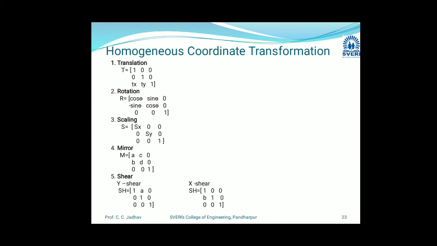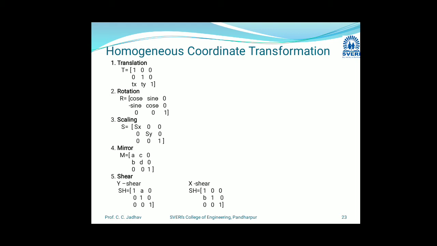So in the homogeneous system, the matrix multiplication will be modified as given below. For the first, translation operation, capital T is equal to 1 0 0, 0 1 0, tx ty 1. This is our translation matrix for homogeneous transformation. In previous geometric transformation, the translation matrix was tx and ty, okay, but in this homogeneous coordinate transformation, the translation matrix is 1 0 0, 0 1 0 and tx ty 1. In that, tx ty are the translation values in x direction and y direction.